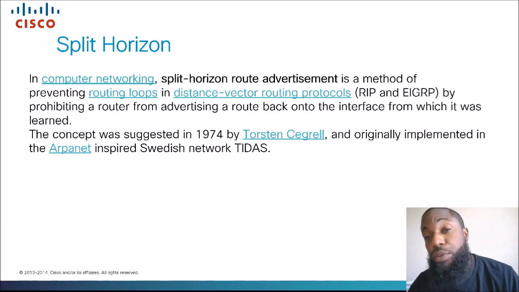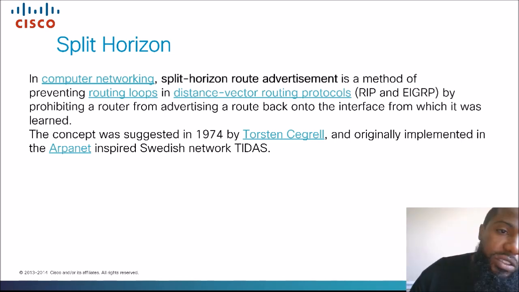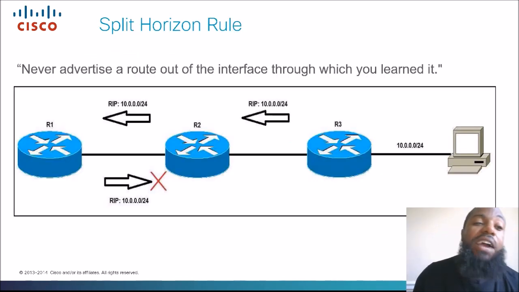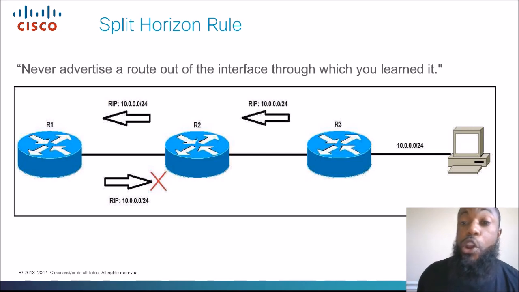Y'all know what ARPANET is, right? That's basically the original inception of the internet, created by the military in the United States. So let's bring it to the routers in the network. The split horizon rule, again, basically says never advertise a route out of the interface through which you learned it.